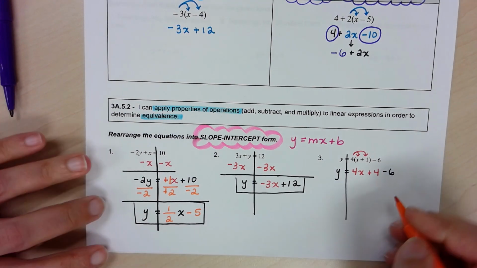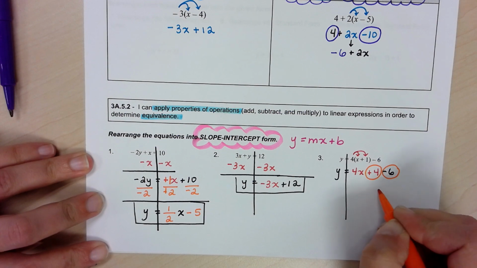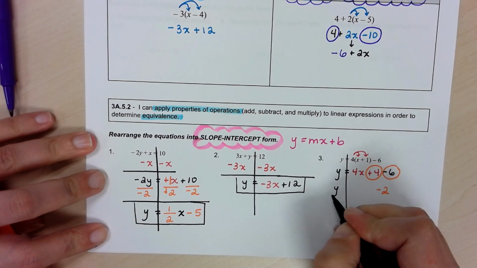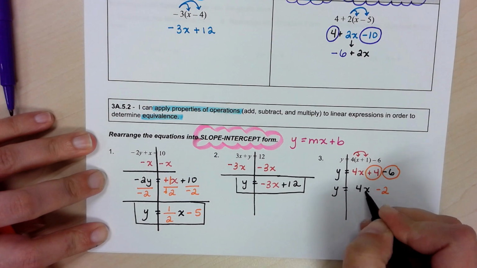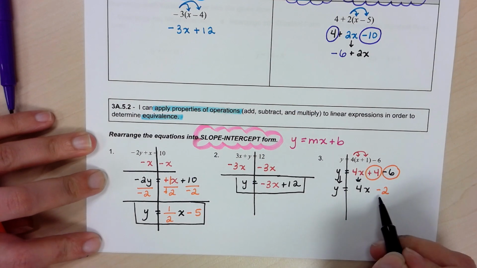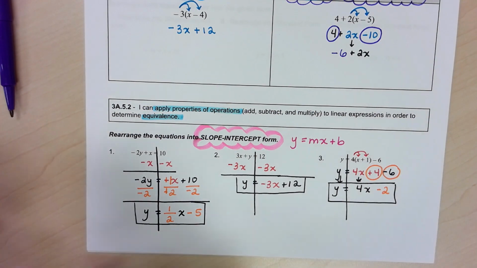Now I'm going to combine like terms. So the 4 and the -6 makes -2, and I would drop down everything else. Y equals 4x, just dropping these down. And now it looks like my equation is in slope-intercept form, so I'm done.